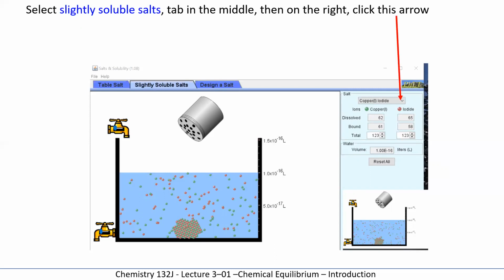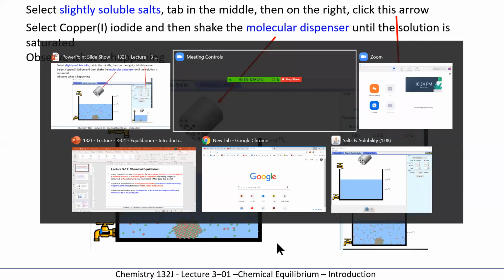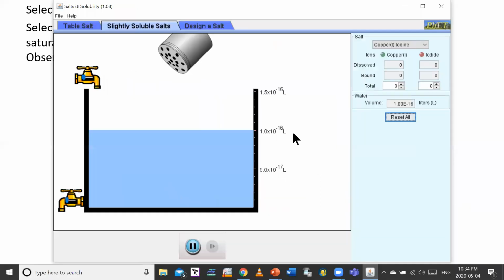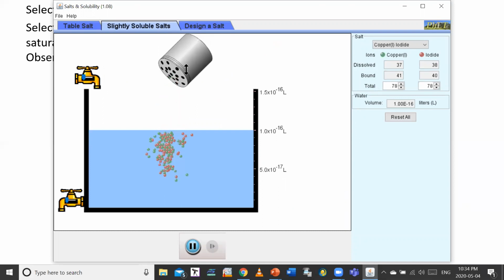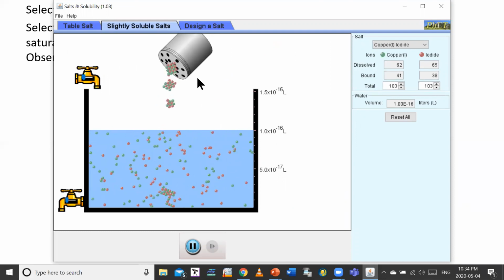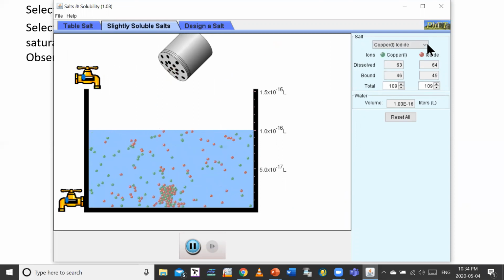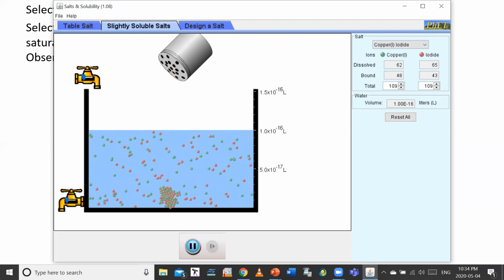And what I want you to do is go to slightly soluble salts and select copper 1 iodide. And then you're going to grab that molecular dispenser and shake it. So I'm going to show you what that looks like. So here it is. So I shake it. This is copper 1 iodide. And you'll see some of it is dissolved, but some of it is not dissolved because this isn't a very soluble substance. And if I add more, you can see that the amount of dissolved copper and the amount of dissolved iodide are equal and they're not changing anymore.